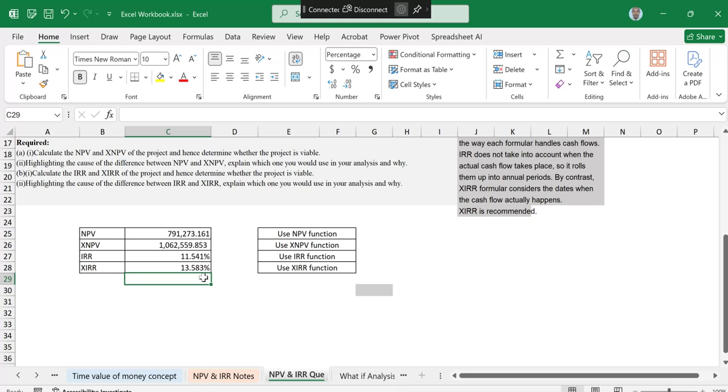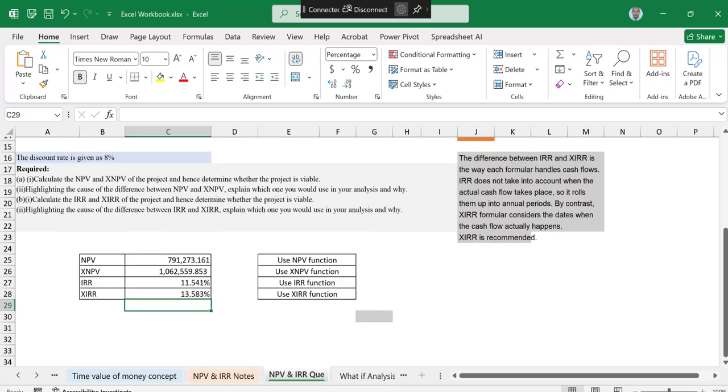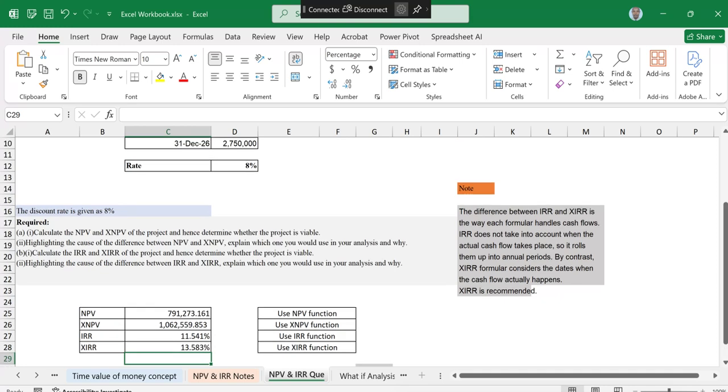So that's how you get NPV, XNPV, IRR, and also XIRR in Excel. Of course, we said that investors prefer XNPV and XIRR because they take into account the exact date that the cash flows occurred, as opposed to NPV and IRR, which assume that the individual cash flows always occur at a regular interval of 1 year. So investors would rather go for the XNPV and XIRR.